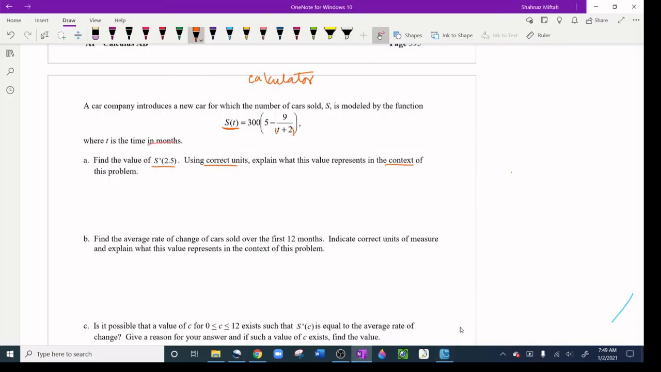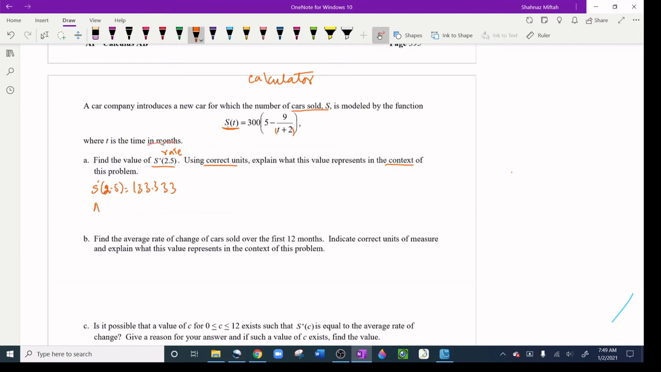So that's my S prime of 2.5. S prime of 2.5 is equal to 133.333, to 3 decimal places. That's important. Then using correct units, it says explain it in the context of the problem. In the context of the problem, it's a new car for which the number of cars sold is S of t. But since we gave S prime, that's a rate, the rate at which the cars are selling. And that rate is positive, which means the cars are selling and the sales are increasing. I have to describe that too.